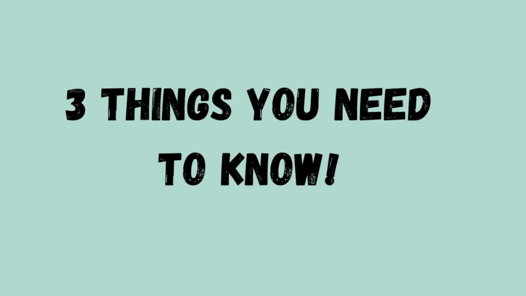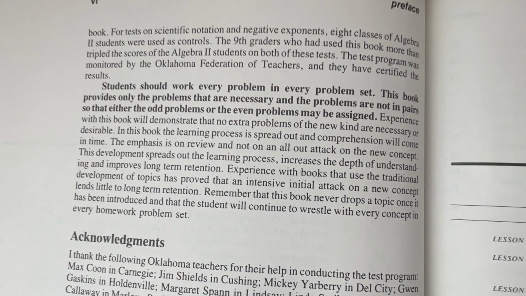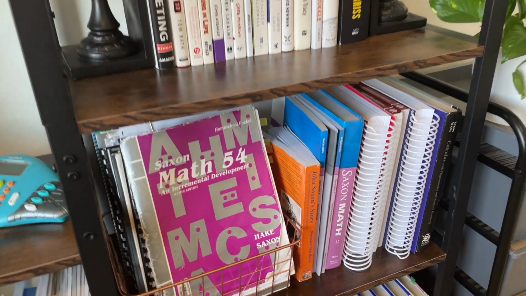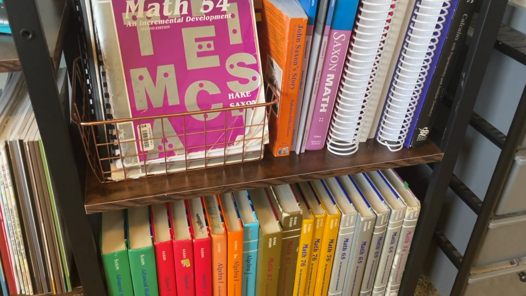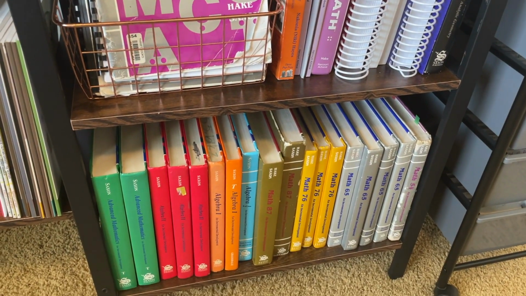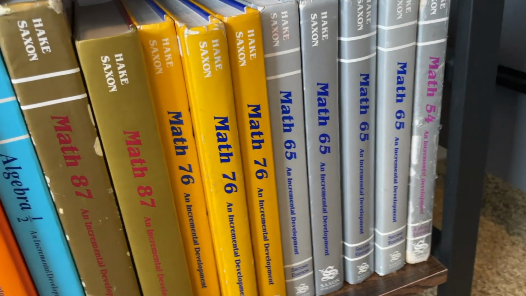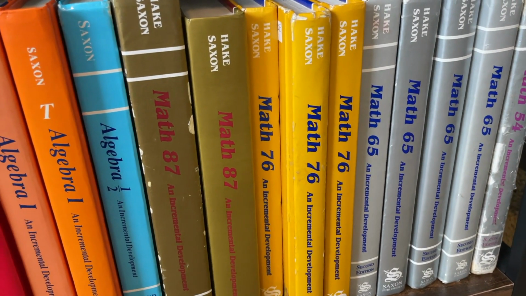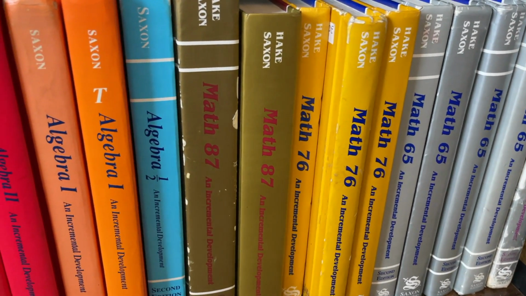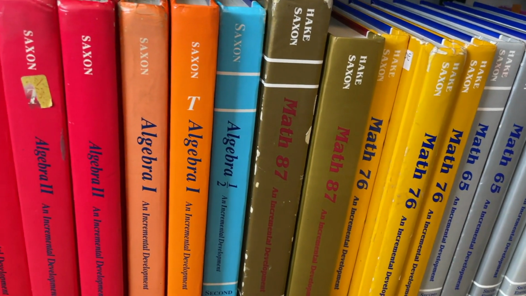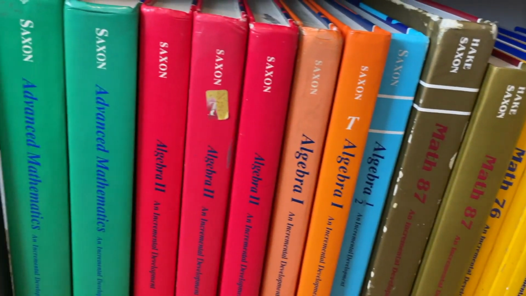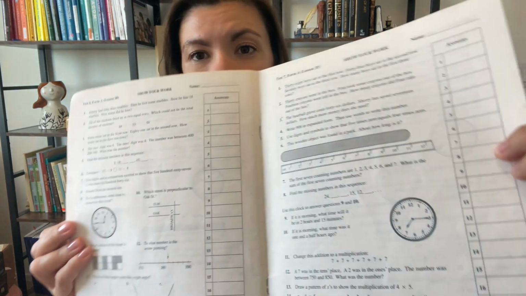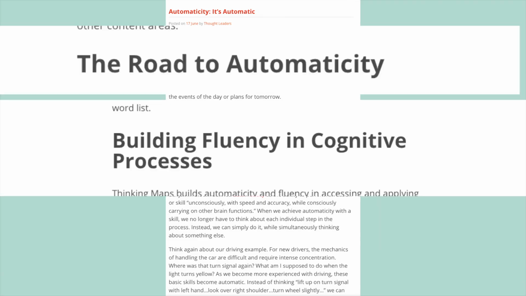Here are 3 things you need to know. Number 1 is that they must complete all the problems in all the books in a specific order. Now, the Robinson curriculum recommends you start with 54 and then 65, 76, 87, Algebra Half, Algebra 1, Algebra 2, Advanced Mathematics, and Calculus. Every lesson, every problem, no skipping problems. The goal is to build automaticity with continual review.